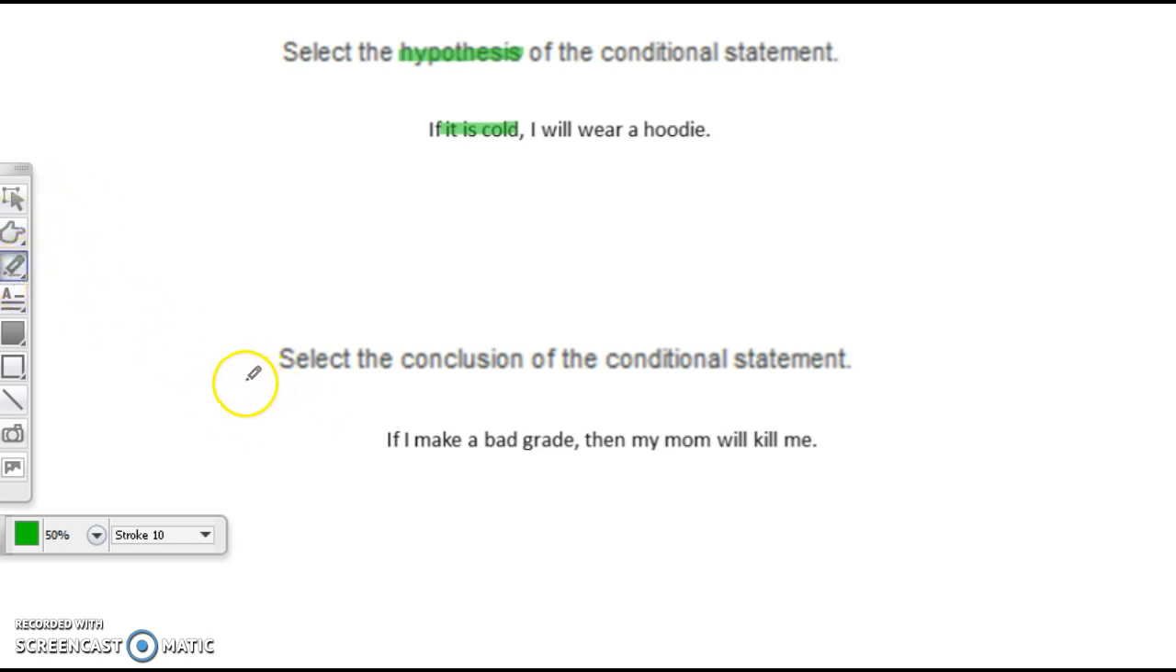Alright, let's look at the next one. It says select the conclusion. The conclusion is the ending part. It's the letter B. It's usually after the word then. So if I make a bad grade, then my mom will kill me. Obviously, this is sarcasm, not truth. But the conclusion here would be that my mom would kill me.